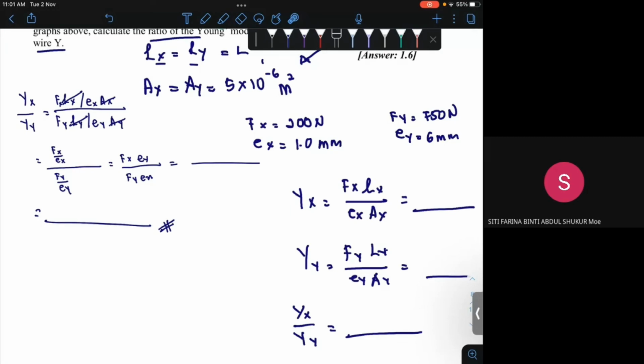Dekat sini, kita tak akan cancel lagi. Kita akan masukkan saja nilai fx dah masuk, nilai lx tinggalkan sebagai unknown l, ex masukkan, ax masukkan 5 mm square dekat sini. Masukkan dekat sini. Itu juga. And then dapat jawapan masuk dekat sini and then baru cancel the common term iaitu L.